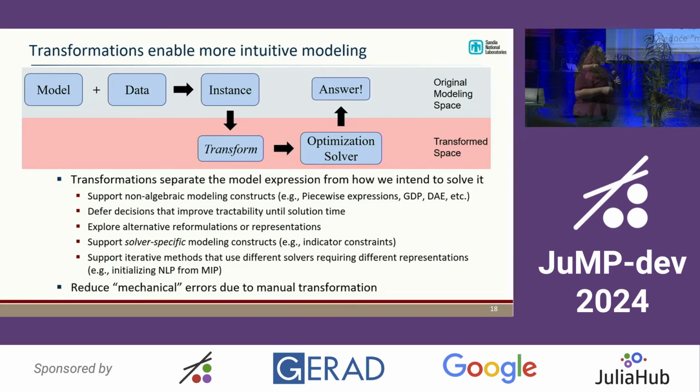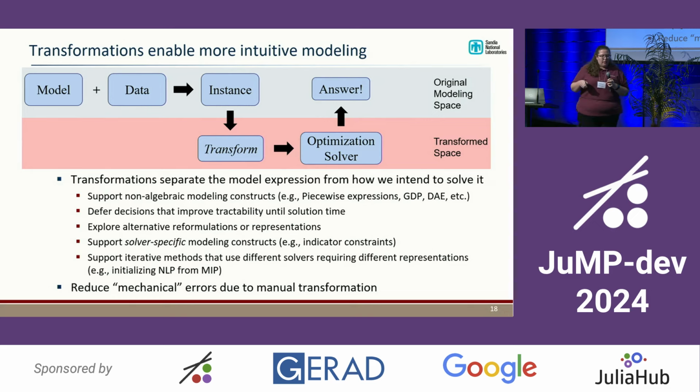So we believe transformations enable much more intuitive modeling. Our workflow looks something like this instead of kind of everything staying in the original modeling space. And this design really allows us to separate the model expression from how we intend to solve it. So this is what allows us to support different types of nonlinear modeling constructs, so GDP, DAE, things like that. It allows us to defer decisions that improve tractability until we're ready to actually send the model to a solver. And it allows us to explore different reformulations or representations for some of these high-level modeling constructs.